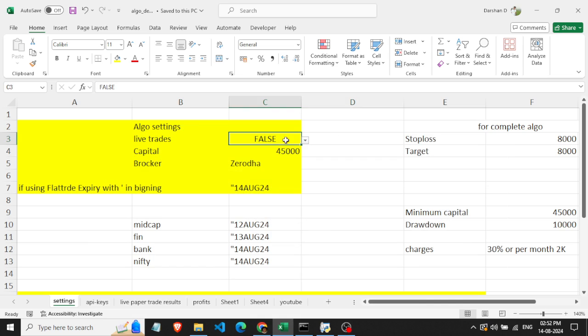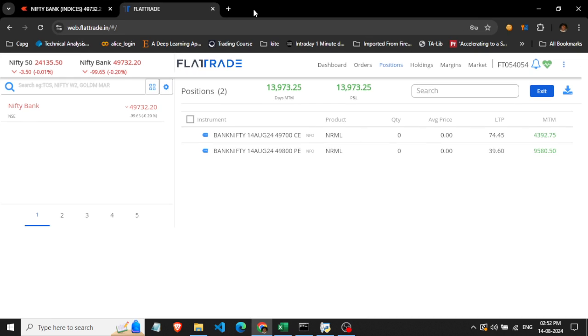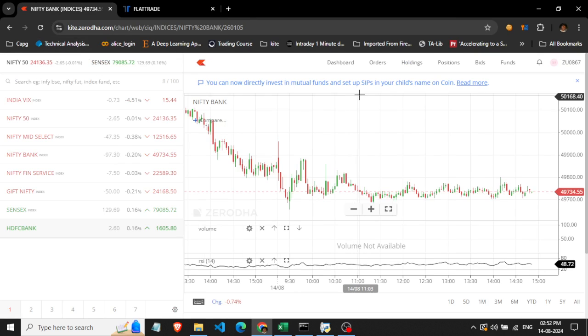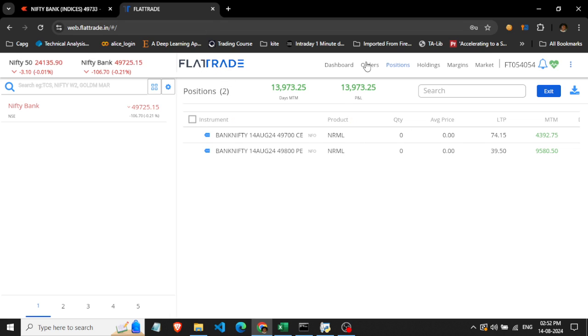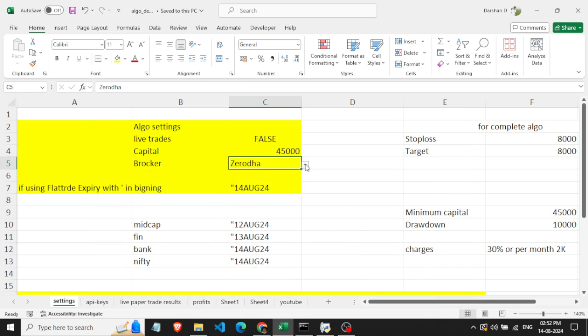So when we need to start the algo, we will update here true. Currently our algo supports three brokers: Zerodha, Flattrade, and Kotak. Here, just for showing the example, I will select false. This algo completely works based on the Zerodha API. We use the Zerodha API for checking the trend and everything, but we can place orders into any of the broker accounts. Here I mentioned Zerodha, Flattrade, or Kotak Mahindra.